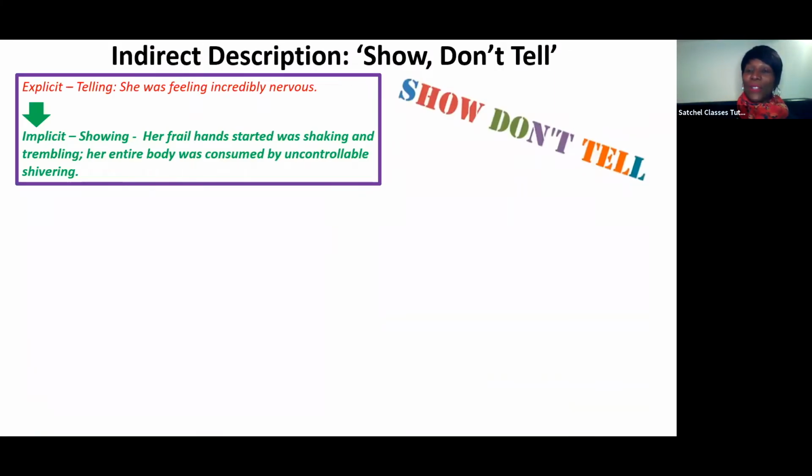Let's think about description that's indirect. Now, you may well have heard of show, don't tell. It just means that you're adding an extra level of descriptive detail to your writing. Instead of something being really obvious and explicit and you just telling, she was incredibly nervous, you'd add that level of descriptive detail, hands shaking and trembling, the whole body convulsing uncontrollably with shivers, to really show the nervousness.